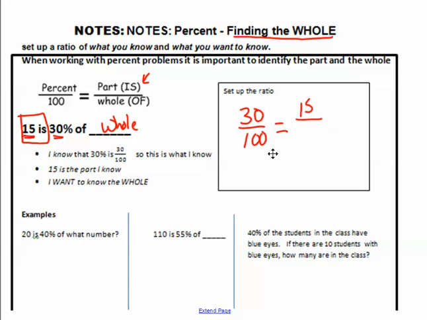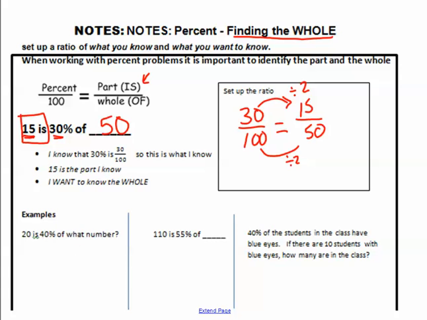Okay. All right, so now I just have an equivalent ratio here, and I just need to figure out how did I get from 30 to 15. I went down, so that means I have to have divided. So I divided by 2, and that gives me 50. So now I can come back over here. My answer is 50. So 15 is 30% of 50. If I have 50 whole things, 30% of that would be 15. Okay? All right, let's go to the next one.